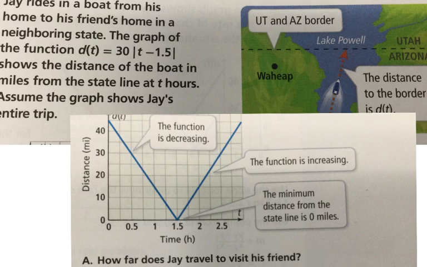So how far did he travel to visit his friend? Well, let's see. He started out 45 miles away from the state line, and he ended up at 45 miles away from the state line. He traveled 45 miles in his own state, 45 miles in the neighboring state, to give me 90 total miles traveled. So where does this function come in?